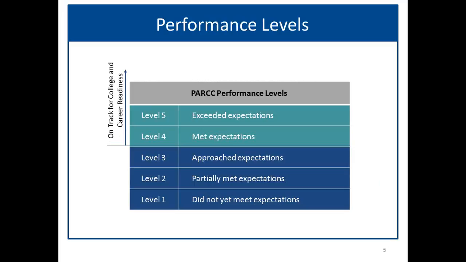There are 5 performance levels on the PARCC assessment. Levels 1 through 3 mean that a student either did not yet meet expectations, partially met expectations, or approached expectations. Levels 4 and 5 are where a student either met expectations or exceeded expectations, and the student is considered to be on track for college and career readiness.